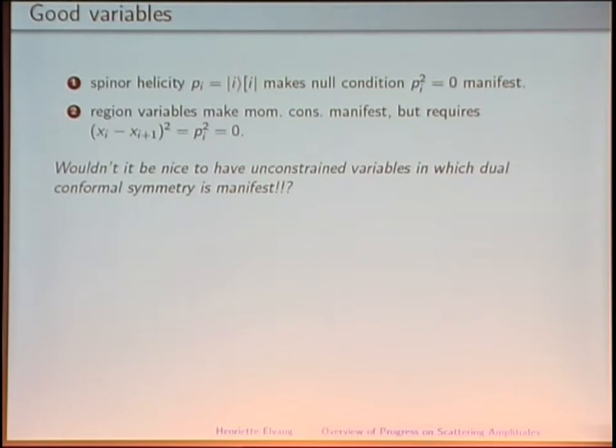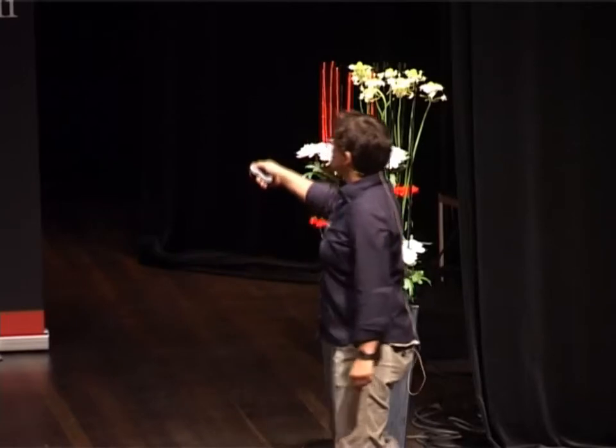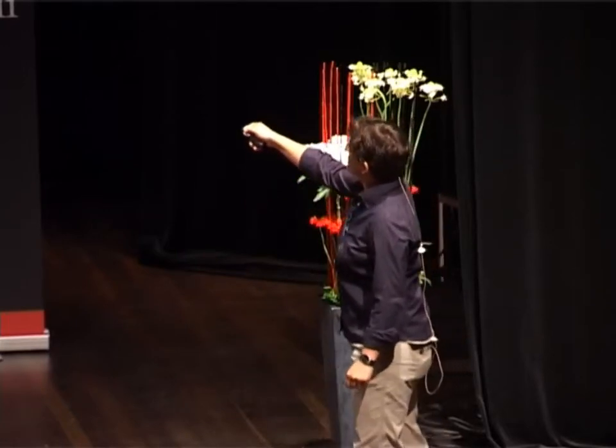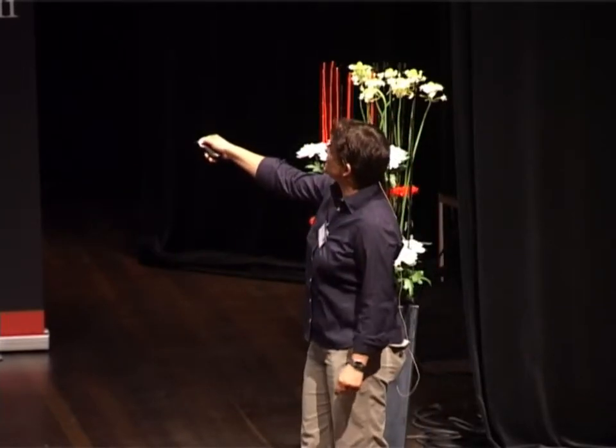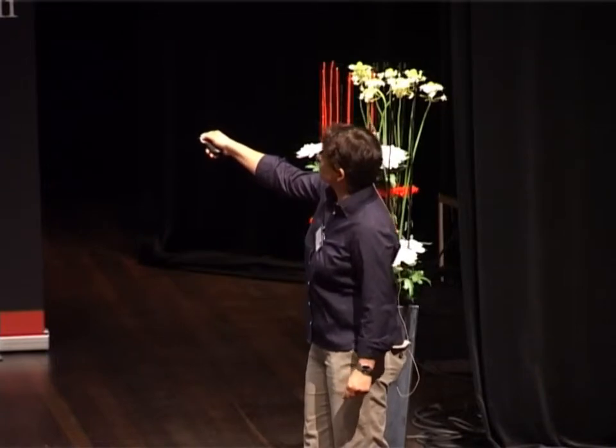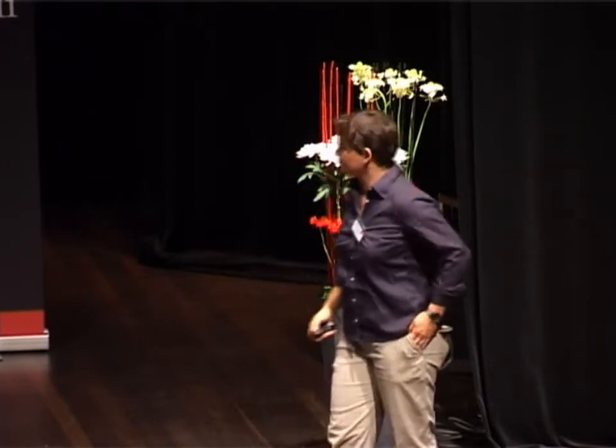Now, let me come back to what variables we describe the amplitudes in. The spinor helicity formalism is very nice, because when you write things in terms of angle and square brackets, this means directly that the corresponding momentum is on-shell null. On the other hand, the region variables we saw are nice because they make the momentum conservation manifest. But you can't choose these x_i variables freely because the adjacent ones have to be null separated, because they were the momenta which had to be null.